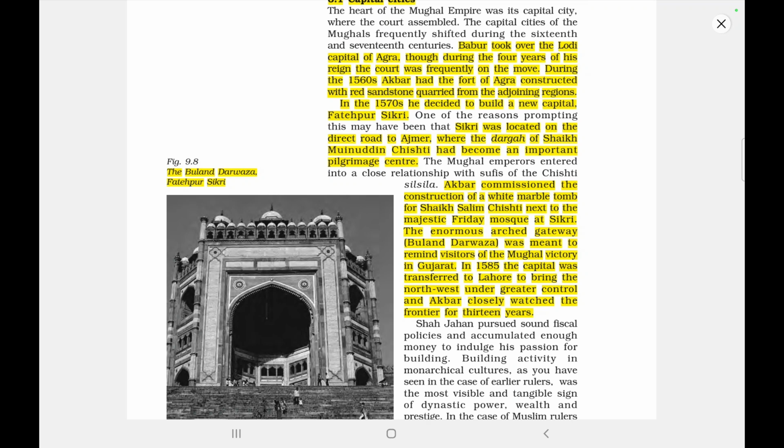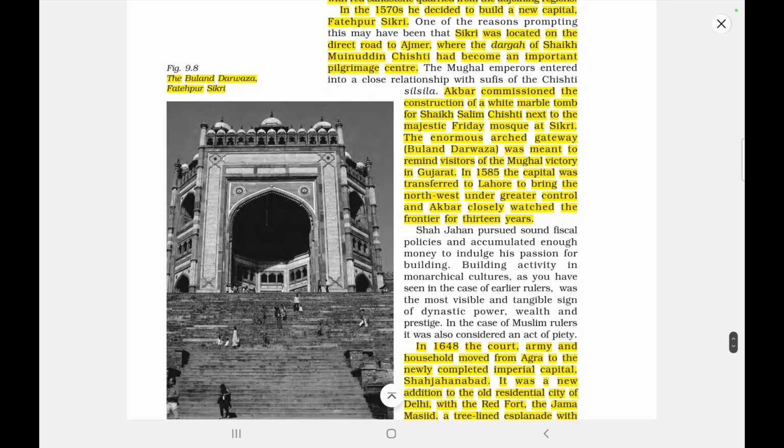Sikri was located on the direct road to Ajmer, where the Dargah of Sheikh Muinuddin Chishti had become an important pilgrimage center. The Mughal emperors entered into a close relationship with the Sufis of the Chishti Silsila. Akbar commissioned the construction of a white marble tomb for Sheikh Salim Chishti next to the majestic Friday Mosque at Sikri. The enormous arched gateway, Buland Darwaza, was meant to remind visitors of the Mughal victory in Gujarat.